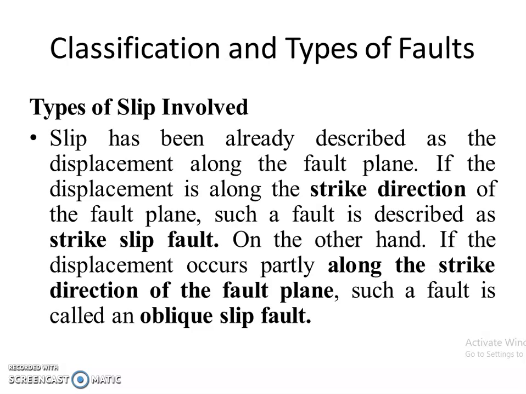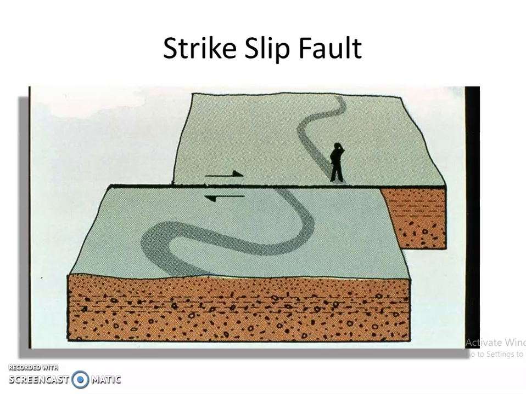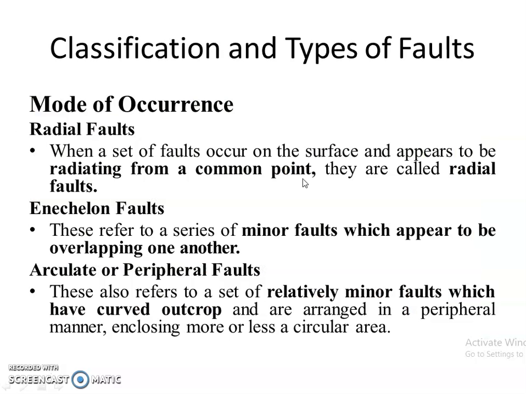Then types of slip. Types of slip have already been described. You already know very well. When the displacement is along the strike direction, we call it a strike slip fault. In this sketch, you can see the displacement is along the strike. So we call it a strike slip fault.